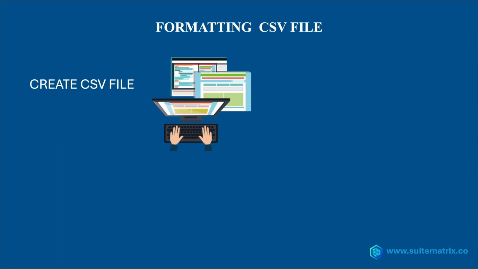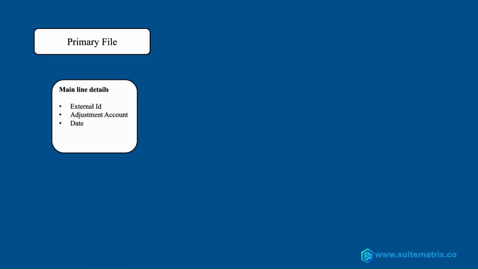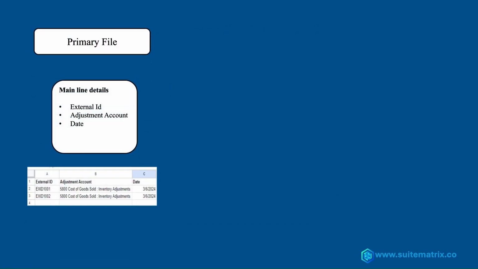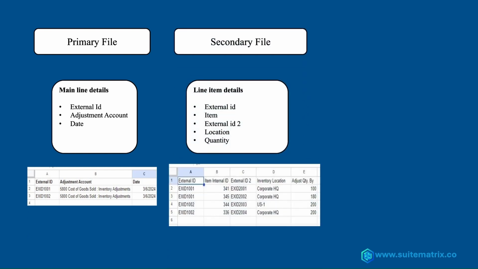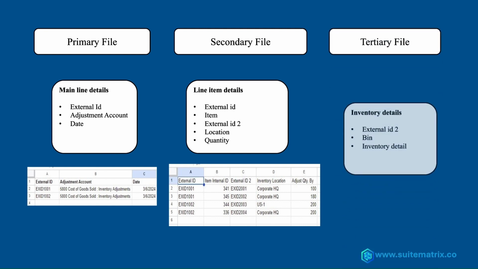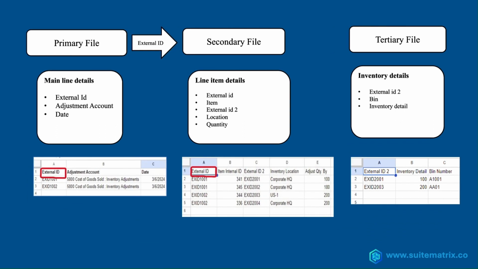Let us start. The first step is to create the CSV files. For this import, we'll be using 3 files. The primary file uses the mainline details, like adjustment account and date. The secondary file contains the line item details, like the item name, location, quantity. And the tertiary file has information regarding the lot numbers and bins. The primary and secondary files are linked by the external ID column, while the secondary and tertiary files are linked by an external ID2 column.